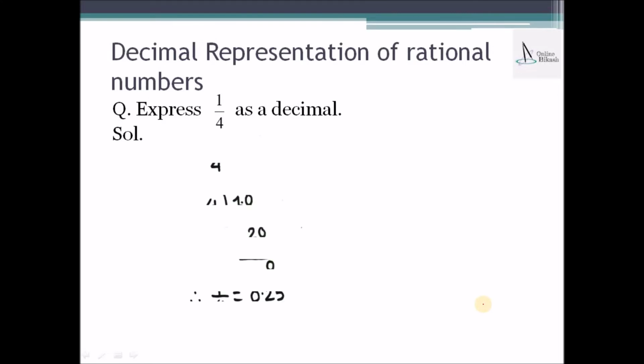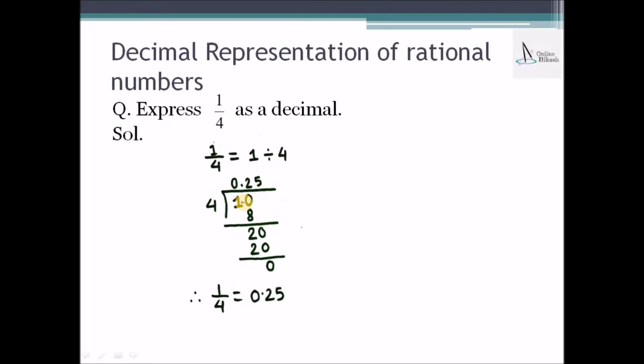So what we'll do, 1 by 4, 1 is the numerator and 4 is the denominator. So when we write a fraction, this is 1 by 4. So 1 by 4 equals to what? 1 divided by 4. Now numerator 1 divided by denominator 4. Okay, so if you divide 1 by 4, first of all, 4 cannot divide 1, because 1 is the smaller number and 4 is the bigger number. So a bigger number cannot divide a smaller number.